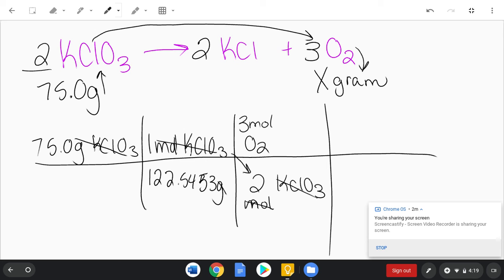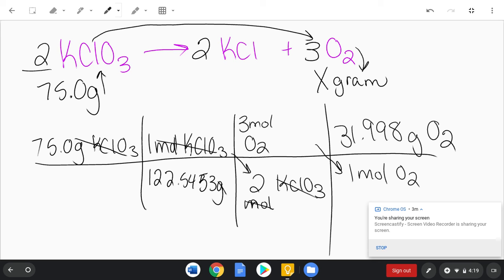So now if I have moles of oxygen, I can convert that to grams of oxygen by finding, once again, the molar mass. For every 1 mole of oxygen, that's equal to 31.998 grams of oxygen.